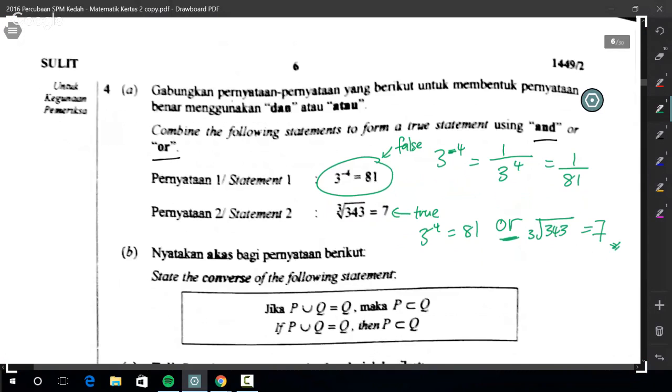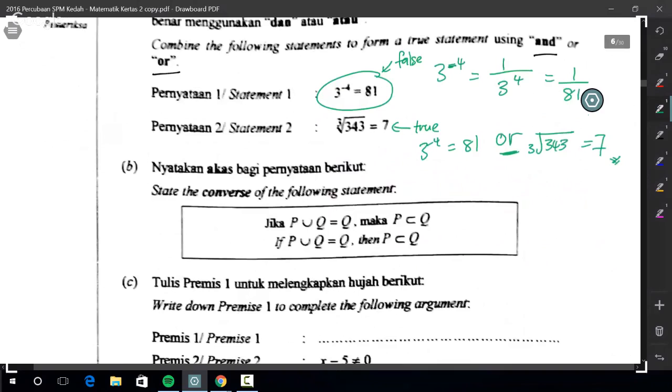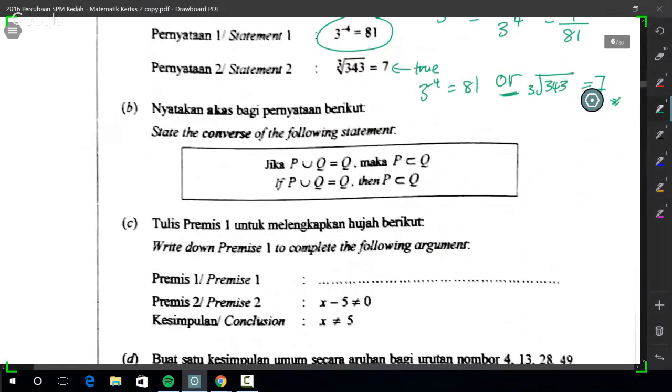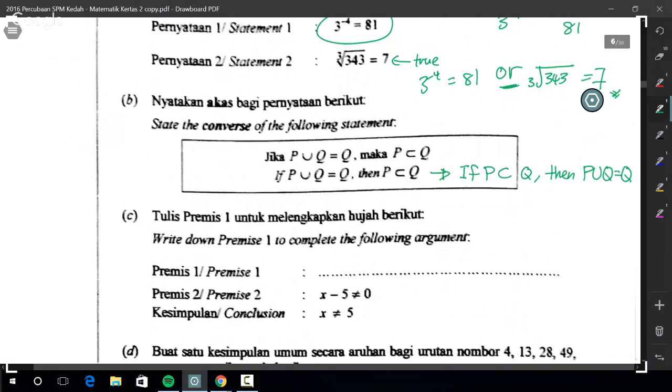Okay, so let's move on to the second one. State the converse of the following statement. Converse is very easy. If P union Q equals to Q, then P is a subset of Q. So if I want to do converse for this one, I will say if P is a subset of Q, then P union Q equals to Q. All right, this is just converse. This is sort of bonus mark for it.